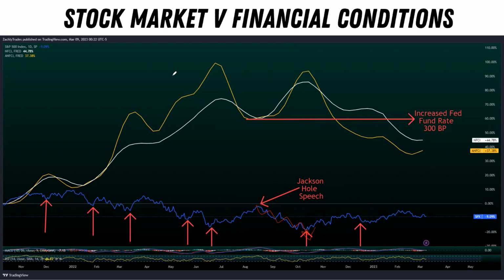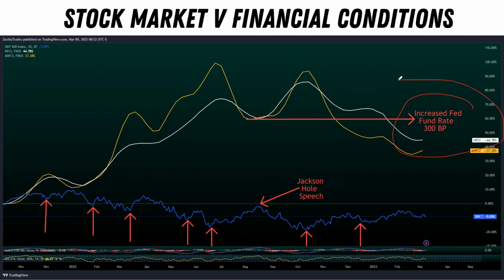Now, we also have financial conditions on this chart. We have the adjusted national financial conditions index in yellow, and we have the regular national financial conditions index in white. And so you can see that financial conditions really hit this bottom here temporarily right before the Jackson Hole speech in the summer of 2022. And then ultimately, Jerome Powell gave his famous Jackson Hole speech and really crashed the market. And we saw financial conditions just skyrocket back up.